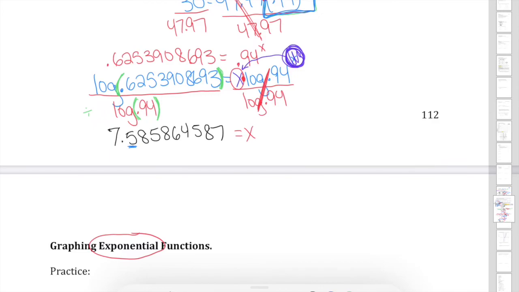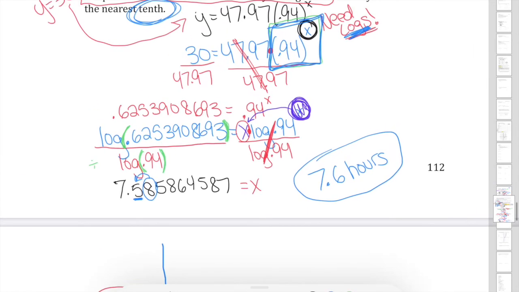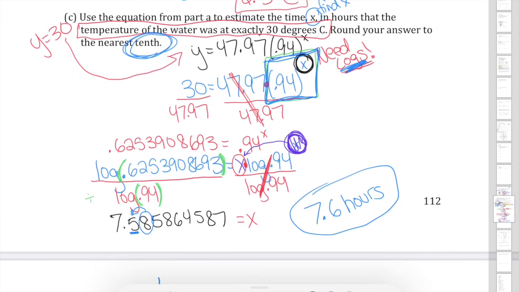I'm going to go back up to my directions. It tells me to round to the nearest tenth. Tenth is one place after the decimal point. So right here, but you look at that digit after it, 5 or above, give it a shove. This one actually is going to bump up to 7.6, and that's going to be in hours because I just found X, and X was hours. So it takes 7.6 hours for the temperature to be at exactly 30 degrees.